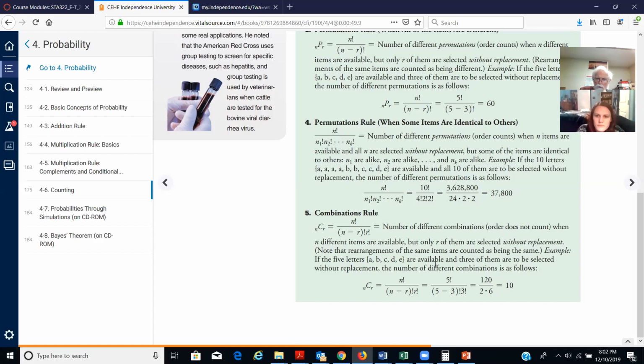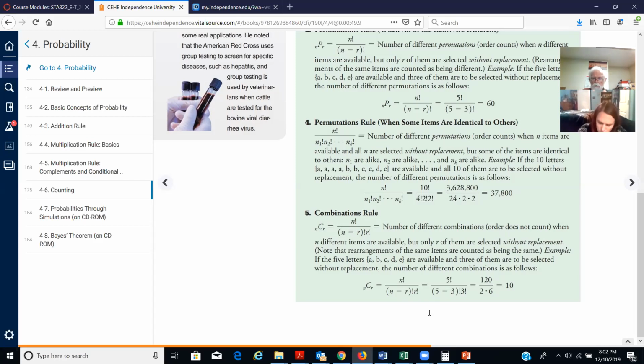The combination rule is different when order doesn't count. And again, same thing. C is the symbol, n is the number of choices, r is the number of selections that you're going to take. But the denominator becomes different. We have n minus r factorial times r factorial.